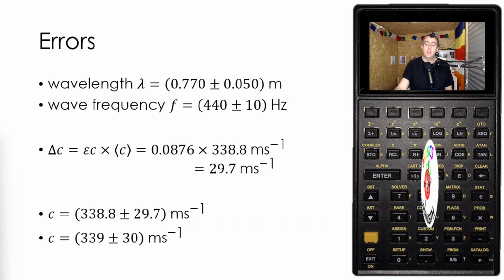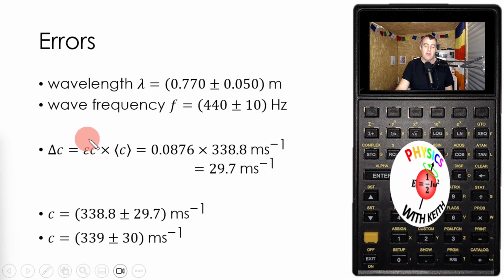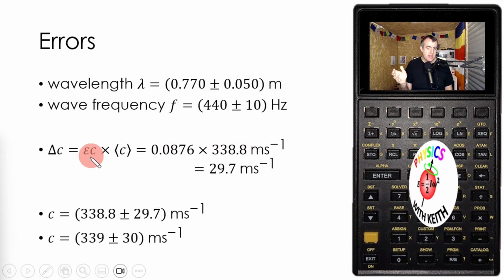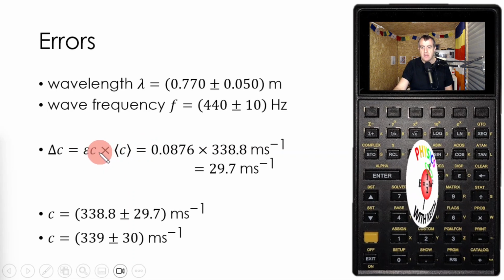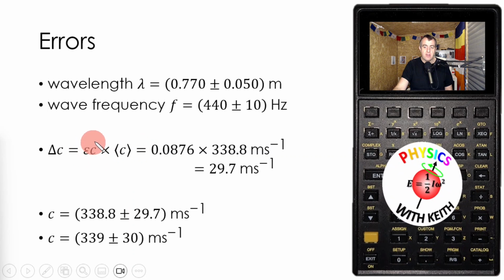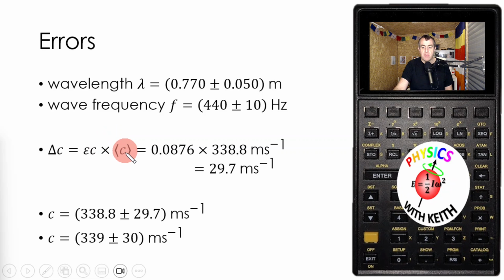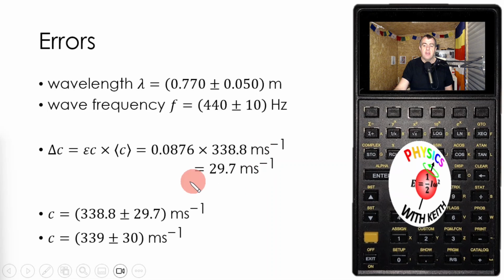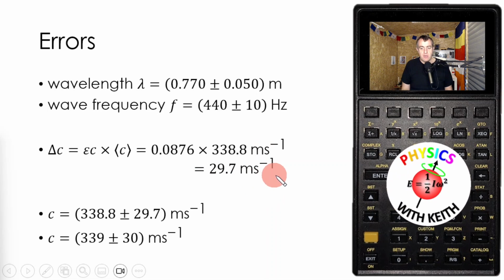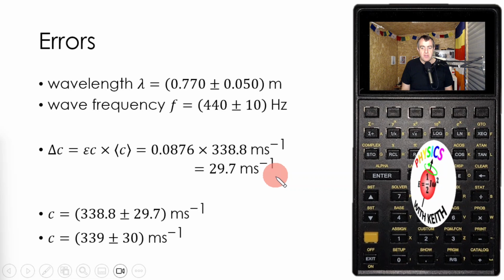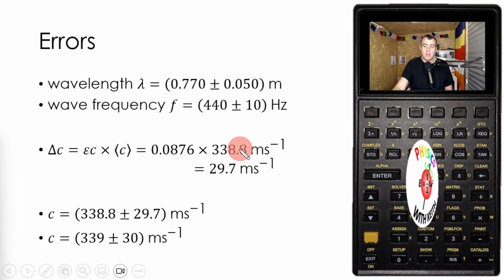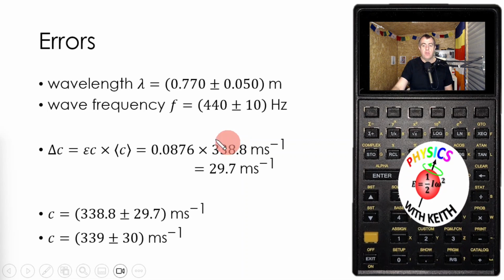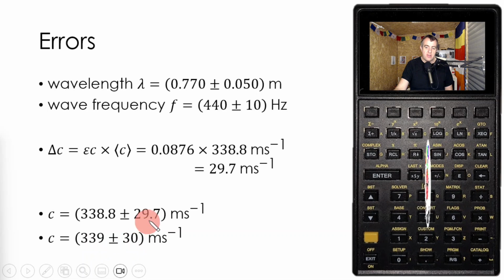What we've done is the conversion that we had before to calculate the relative uncertainty, we've simply rearranged that algebraically. So the relative uncertainty multiplied by the mean wave speed is going to give us the absolute uncertainty in wave speed, 29.7 meters per second. Notice I'm using unrounded values and rounding afterwards. Now, look at this interesting step here.